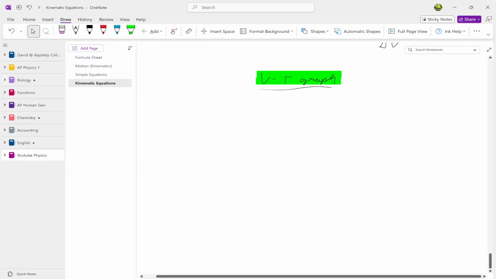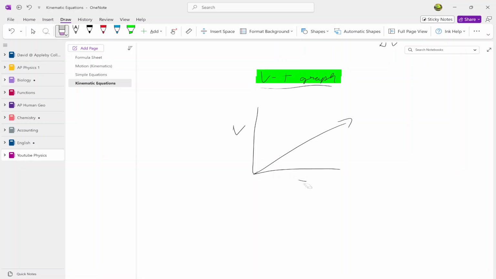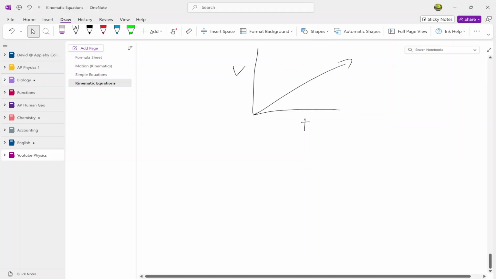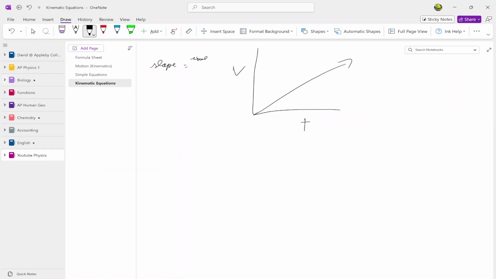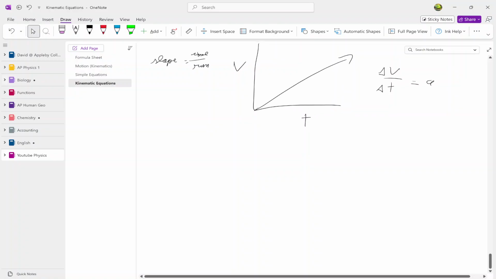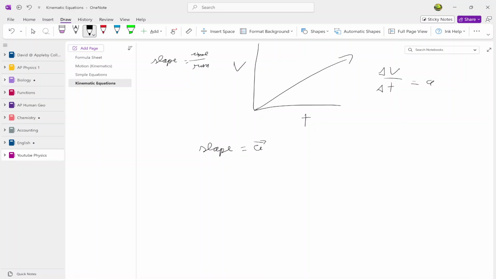Okay, so the VT graph. Similar to before, as time gets higher, the velocity gets higher. This one's very similar, but you know, slope equals rise over run. So what do you get when you do V over T? Acceleration, right? Change in velocity over change in time equals acceleration. So the slope equals acceleration.